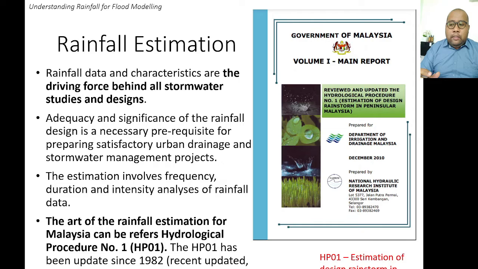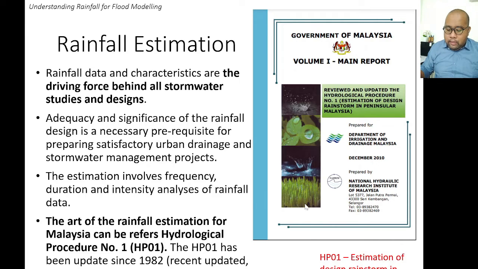So the data for rainfall estimation is not recommended to be used because there is some issue with the data. For the HP01 1982, the distribution is actually not suitable to be applied. But for the HP01 update of 2015, the distribution of the data fits well, so we can use it. It is very appropriate to use the updated HP01 for our study.